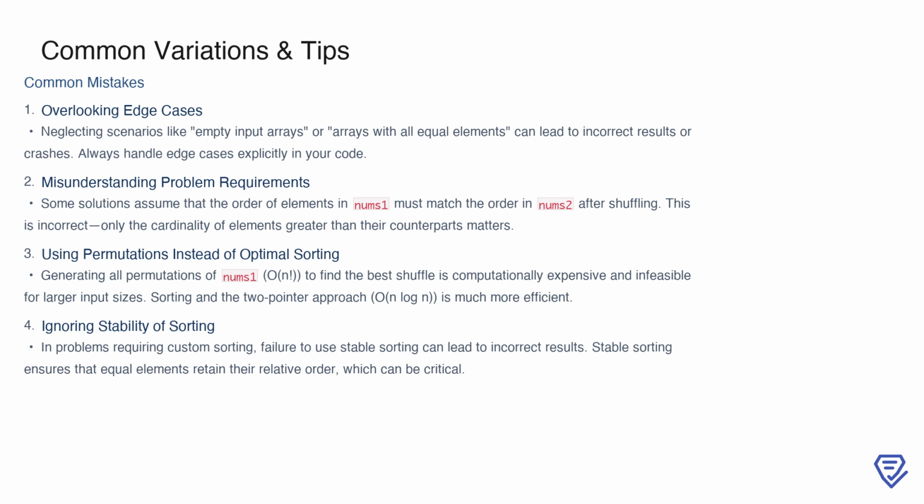Additionally, some people use brute force approaches like generating all permutations of nums1, which is computationally expensive given its factorial time complexity. Instead, sorting combined with a two-pointer approach is much more efficient. Finally, be mindful of sorting stability. If the problem involves custom sorting, unstable sorting can disrupt the relative order of equal elements, leading to unintended behavior. Stable sorting ensures consistency and helps avoid subtle bugs in these scenarios.